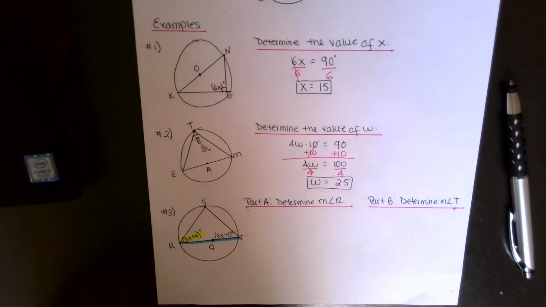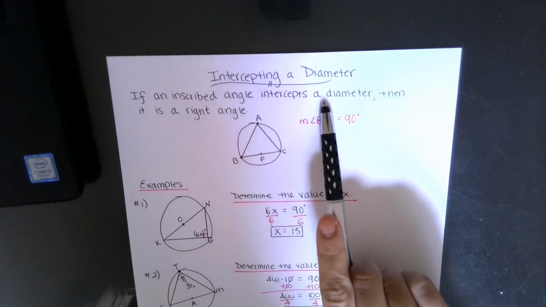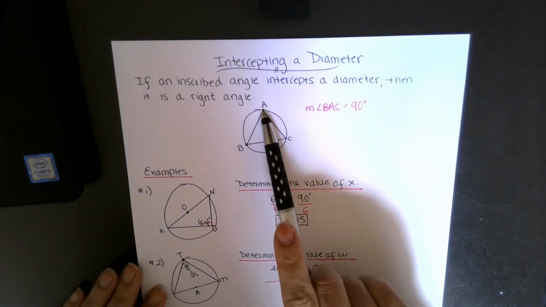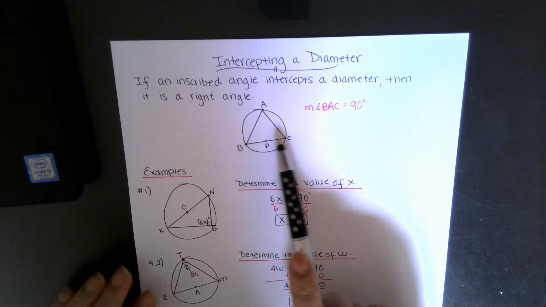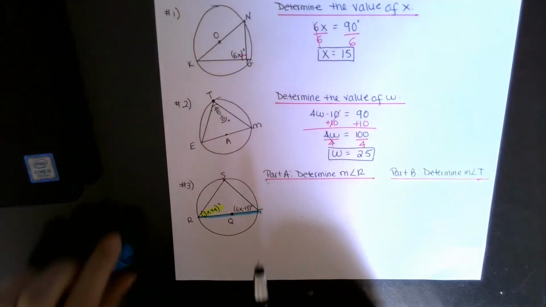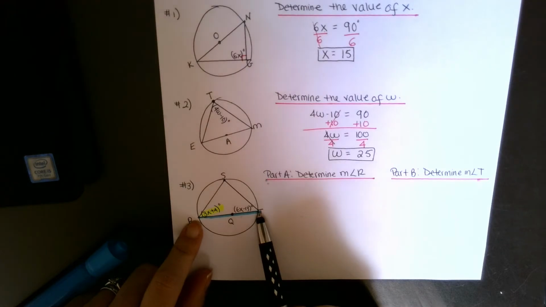So that doesn't mean R is 90. If you go back, it says if an inscribed angle intercepts a diameter, then it is a right angle. So this is my inscribed angle. It has to intercept the endpoints of the angle, has to go through the diameter. So if we look at example 3, if this is my diameter, these are the endpoints of an arc of an inscribed angle. And which angle is that?